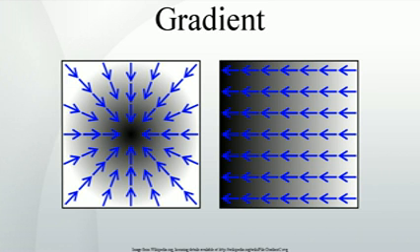Interpretations. Consider a room in which the temperature is given by a scalar field, T, so at each point, x, y, z, the temperature is T(x, y, z). We will assume that the temperature does not change over time.